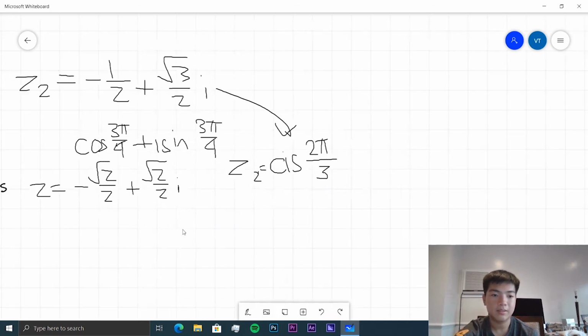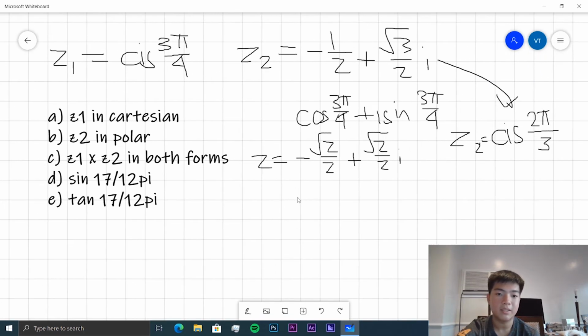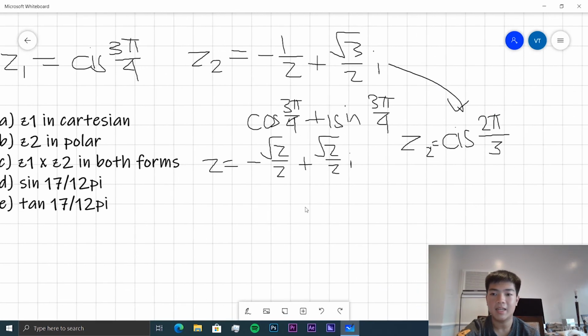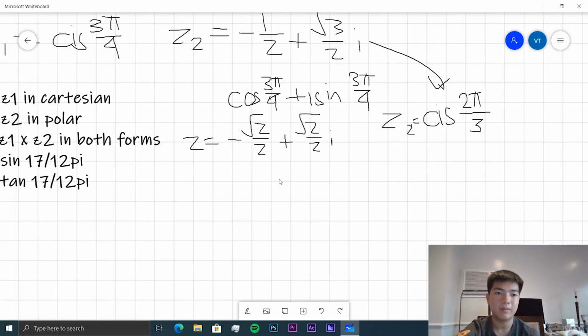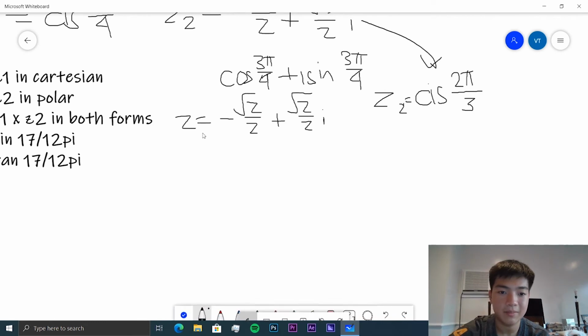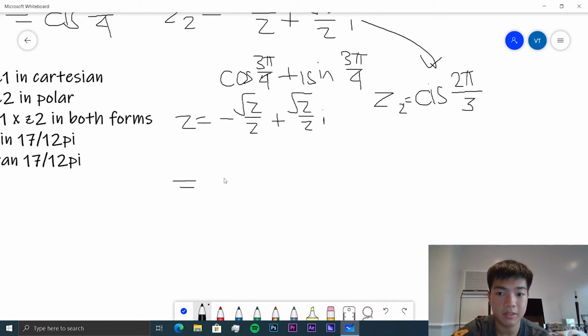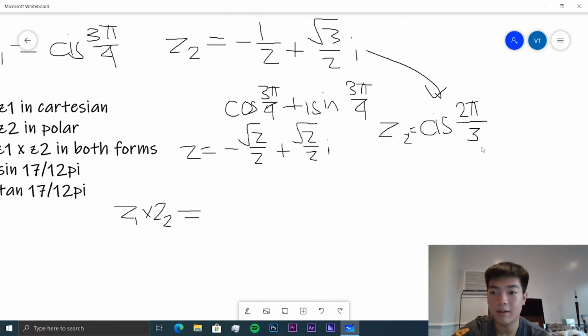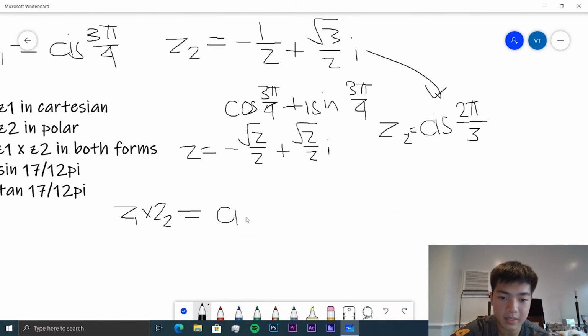So next we need to find z1 times z2 in both forms. And actually, it's much easier to multiply numbers in polar form, so let's do that. So z1 times z2 is simply equal to CIS 3 pi over 4 plus 2 pi over 3. So this is CIS 17 over 12 pi.